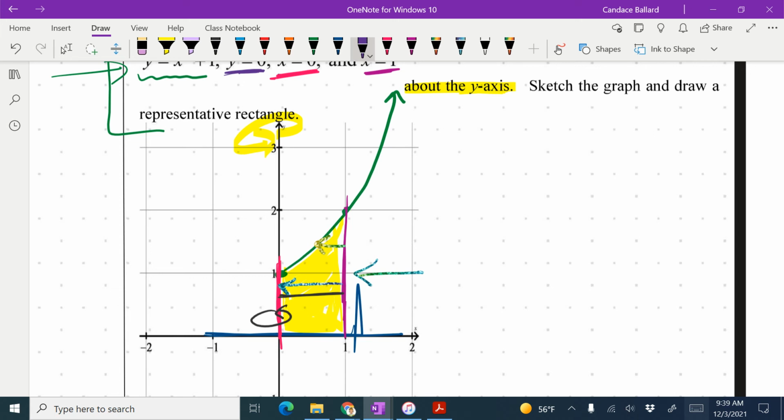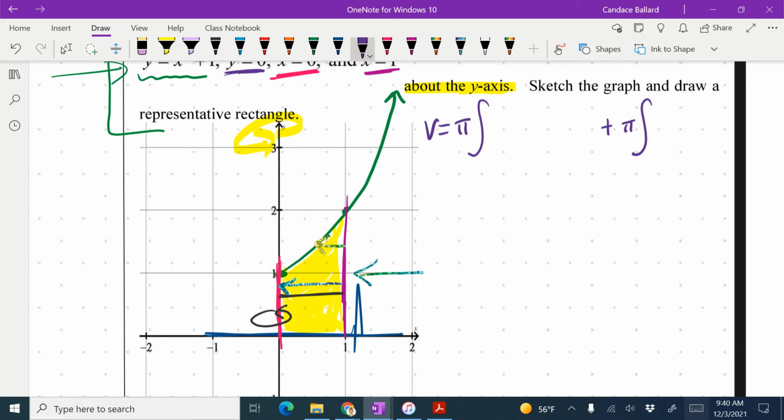So anytime I do a revolution, how is it going to start? It's always going to start with pi. So we're going to go volume equals pi. And we're actually going to end up doing two separate integrations, so I'm going to do that twice.